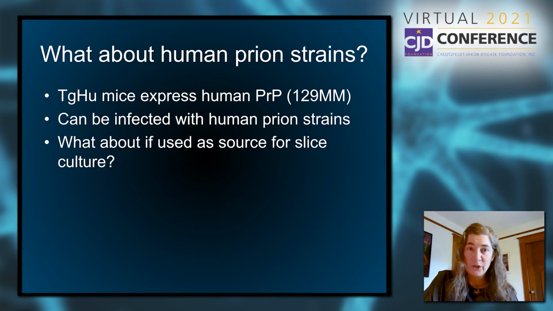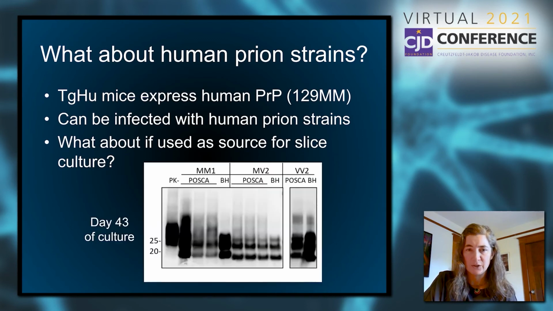But of course, what about human strains? We've done some of these experiments with human strains as well, using a mouse that expresses human PRP as slice culture. Our early experiments were very positive because we were seeing detection of abnormal prion protein in a number of different strains of human prions in culture after 43 days.